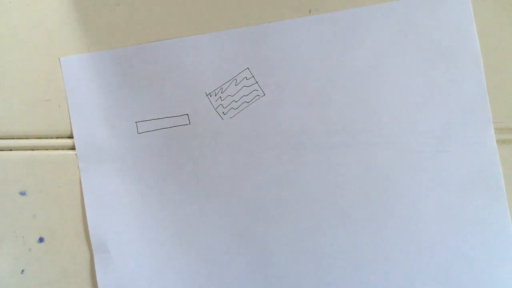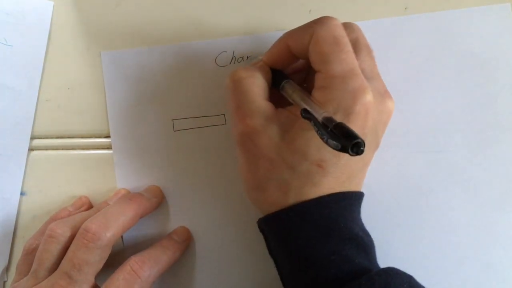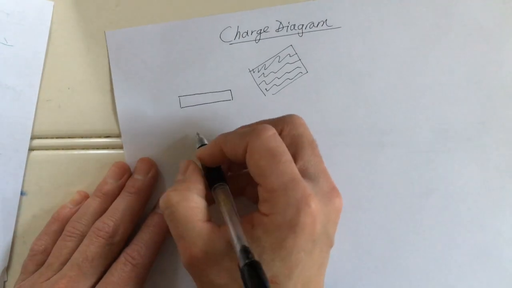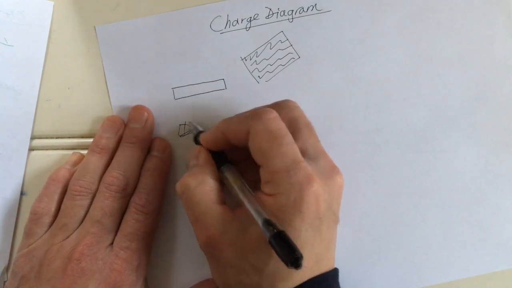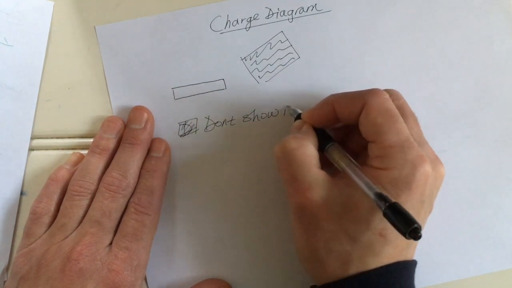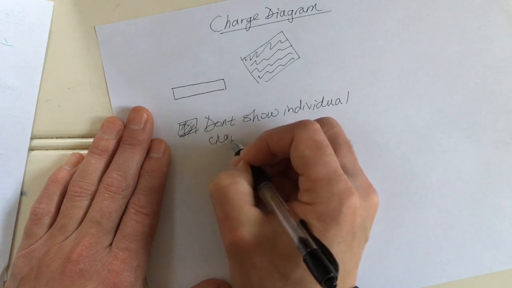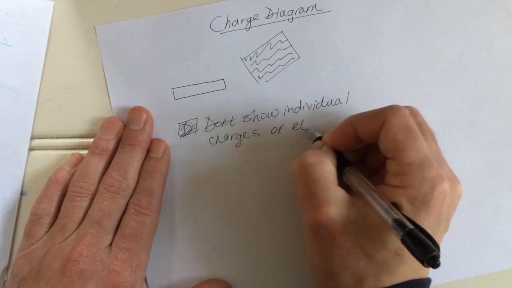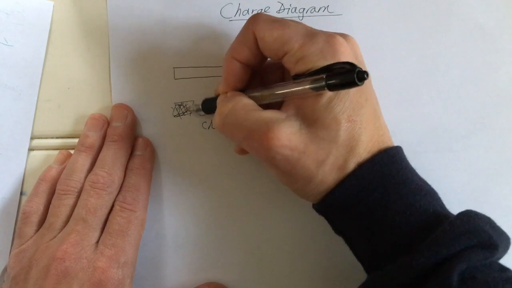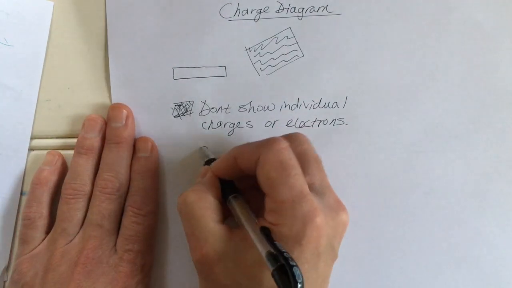What I wanted to talk about was these charge diagrams, right? And let me write that down. They don't show individual charges. We can't really know the electron number, right? Instead, what do they show? They show relative amount of charge.